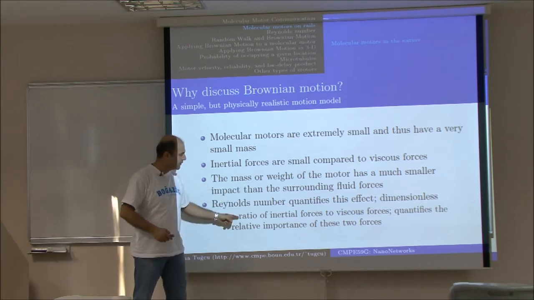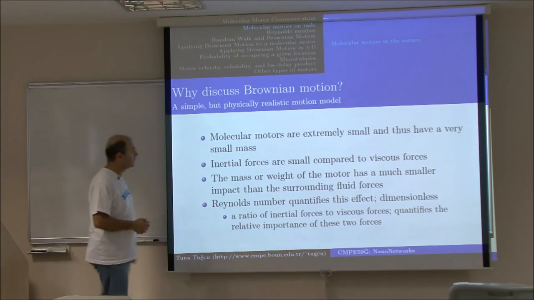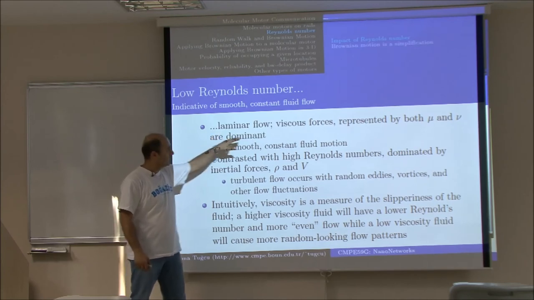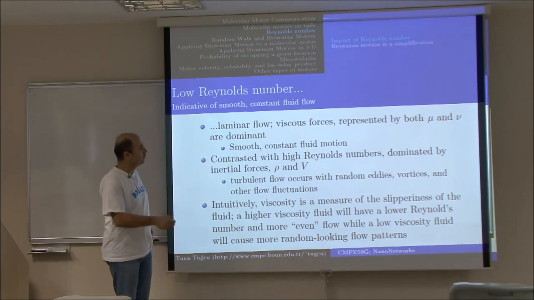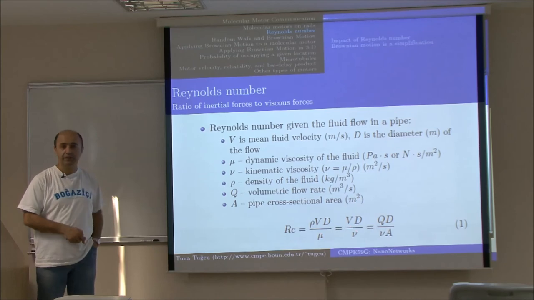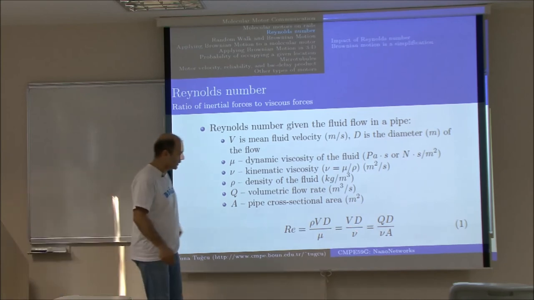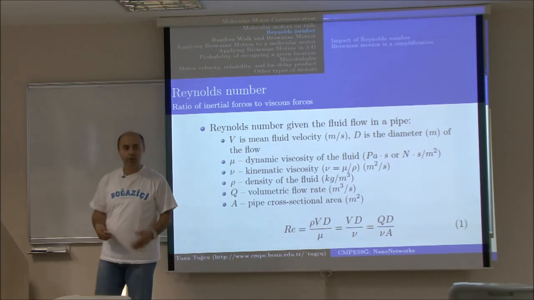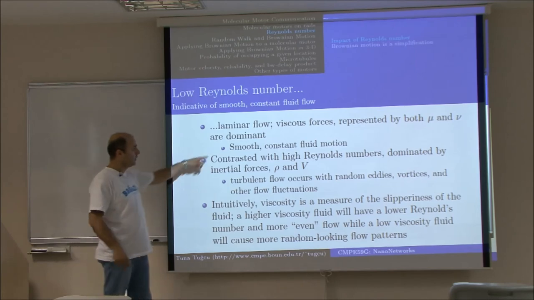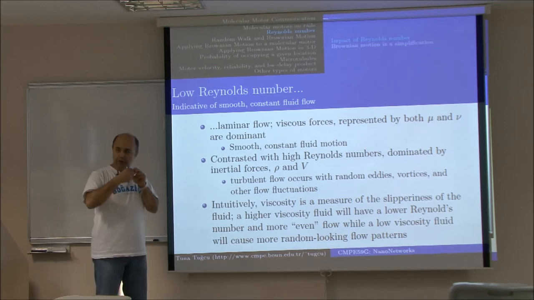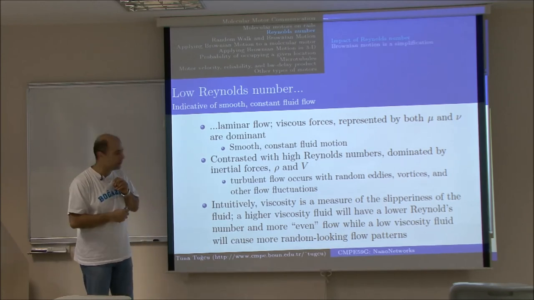The Reynolds number, remember, was the ratio of the inertial forces to the viscous forces. So in the case of a low Reynolds number, the viscous forces, which are represented by mu or nu, are dominant. Those were the terms in the denominator. Remember, these are the viscous forces, these are the inertial forces. So low Reynolds number means the viscous forces are larger, more dominant. This corresponds to smooth and constant fluid motion, a laminar flow. So the molecules in the fluid run smoothly in the case of low Reynolds number.